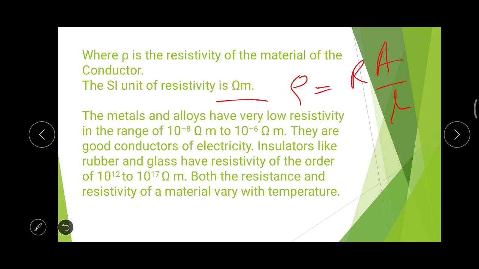Both the resistance and resistivity of a material vary with the temperature. Suppose the temperature varies, then the resistance and resistivity will vary. In the case of conductors, if the temperature increases, then the resistance will increase.